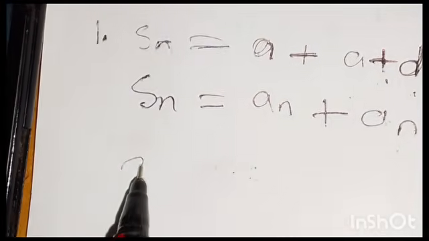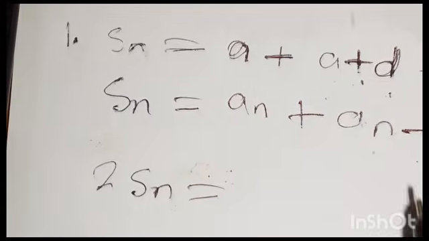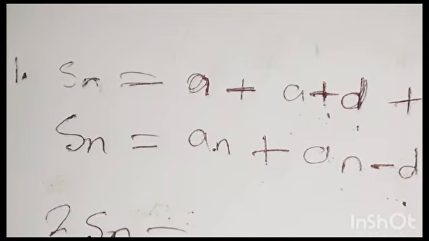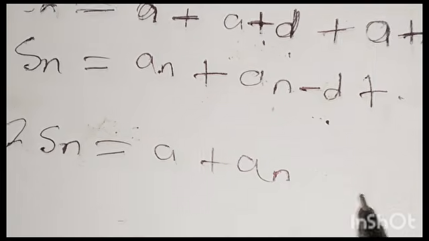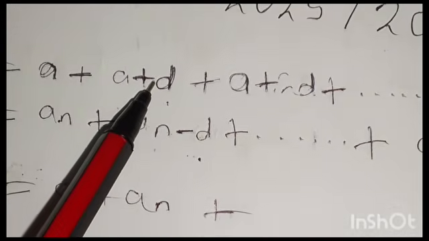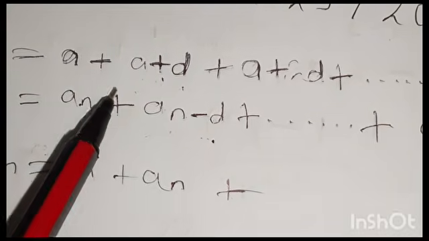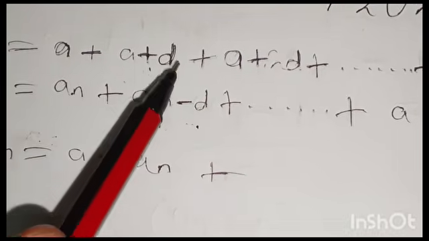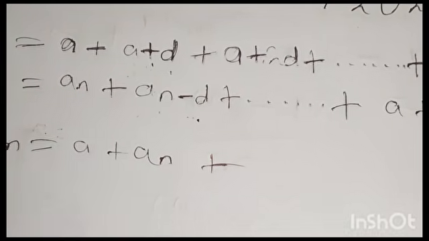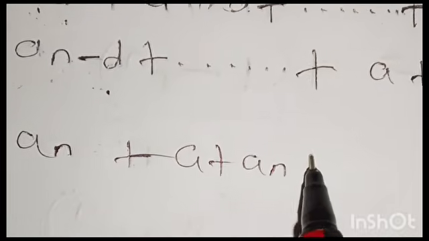So let's add the first equation and the second equation. Sn plus Sn gives 2Sn, which is equal to A plus An, then plus we go to the second term and the second from last, so we have A plus An, then plus D minus D. This one is positive, this one is negative, so these two cancel each other out. We remain with A plus An, then plus.